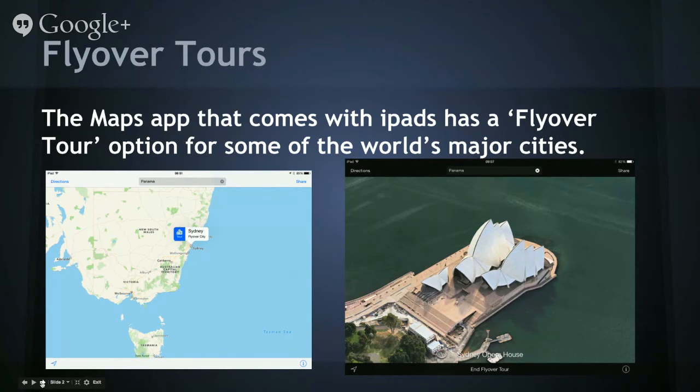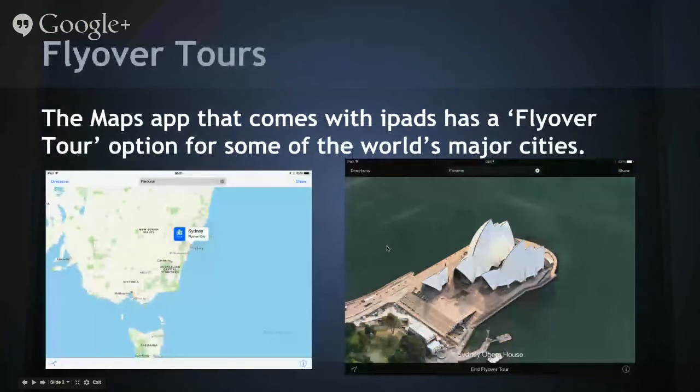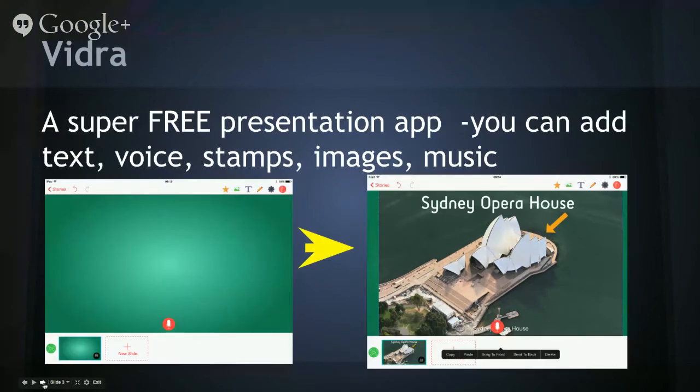So what we did is we found the flyover tour for Sydney, and they watched it and took screenshots of the major landmarks. As you can see here, they took screenshots of the Sydney Opera House, the Sydney Harbour Bridge, etc., and collected those in the camera roll. Then they did a little bit of research about each of those landmarks so they had information about them.